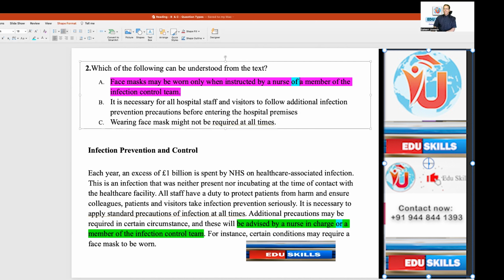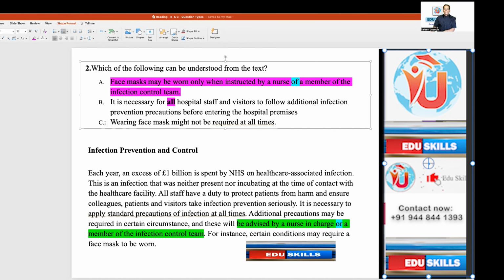So, it is necessary for all hospital staff and visitors to follow. Here you have seen all hospital staff and visitors. What was that? All is an absolute. Yeah, all is an absolute. So normally absolutes can be eliminated. See how easily we reach the next option. Now there is nothing to look for.